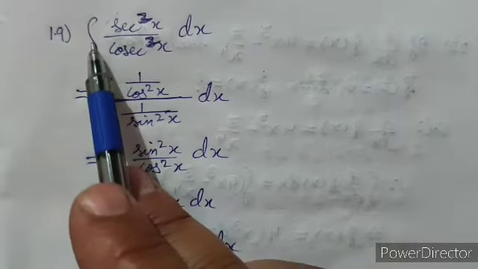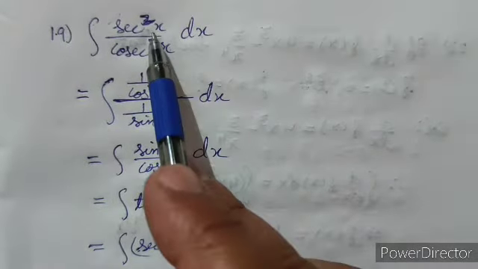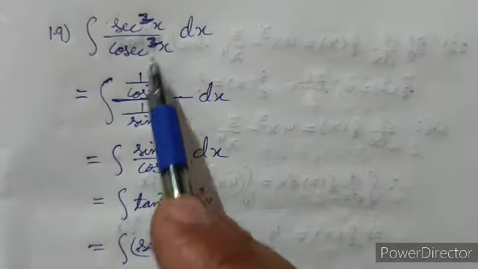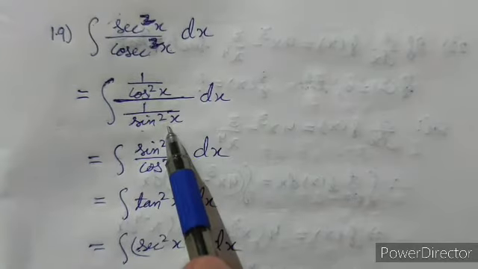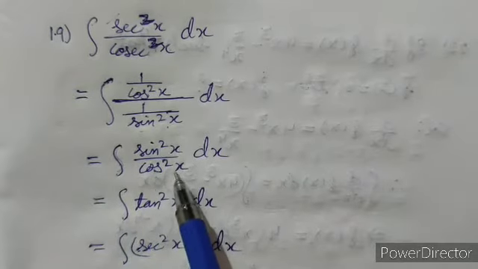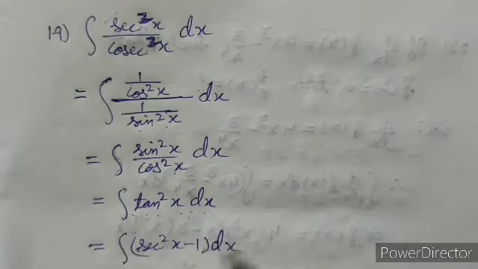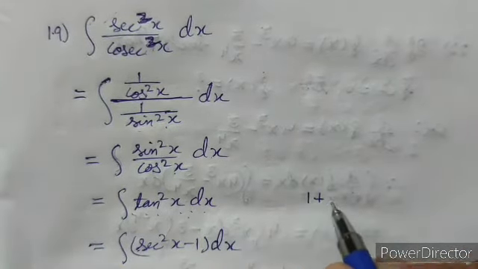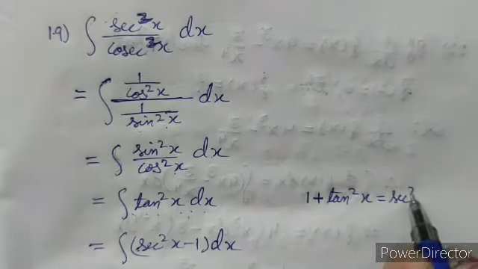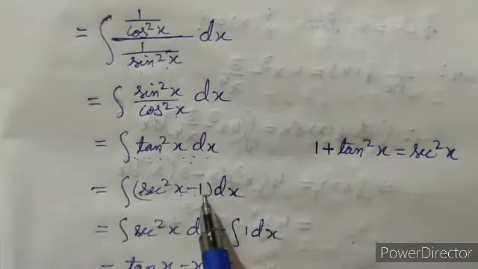In question number 19, integral of sec square x upon cosec square x dx can be written as, now sec square x can be written as 1 upon cos square x, and cosec square x can be written as 1 upon sin square x. Now this will give us integral of sin square x upon cos square x dx, and that will be equal to integral of tan square x. Now we know that 1 plus tan square x is equal to sec square x. So this tan square x can be written as sec square x minus 1.